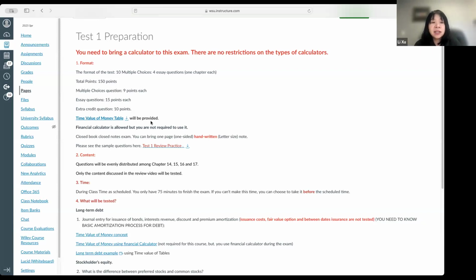And if you are using a financial calculator, you don't need a time value of money table. That's perfectly fine. And if you don't know how to use the time value of money table, there is a video in the first module, and you should watch it to see how to do it, okay? And for this test, you can bring one page, one-sided, handwritten note. So you have to write it by yourself. You can write down whatever you want.